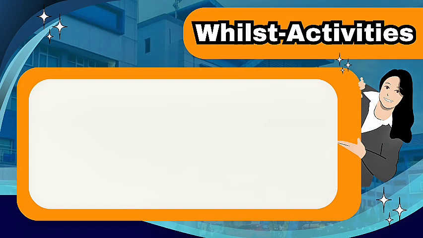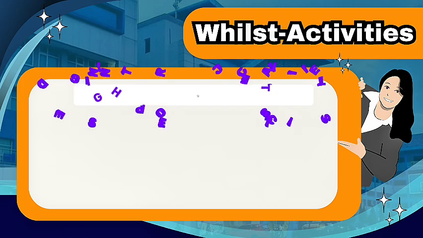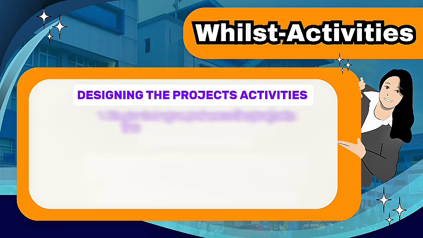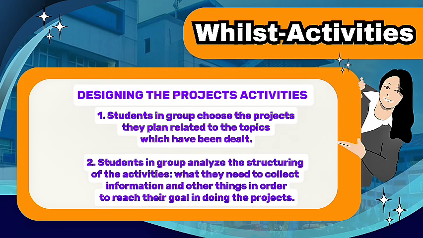While activities. First, designing the project activities. There are: 1. Students in groups choose the projects they plan related to the topics which have been built. 2. Students in groups analyze the structuring of the activities, what they need to collect information and other things in order to reach their goal in doing the projects.